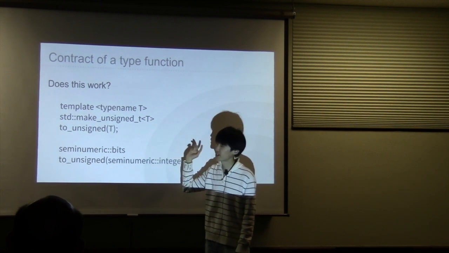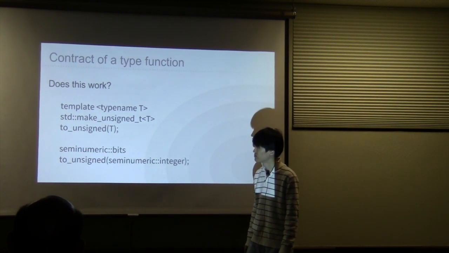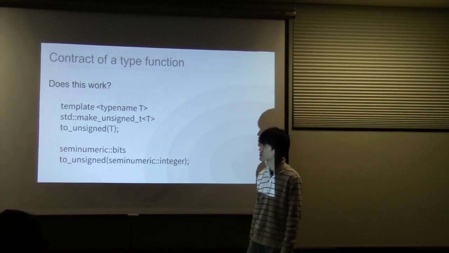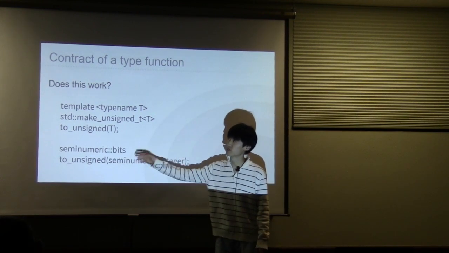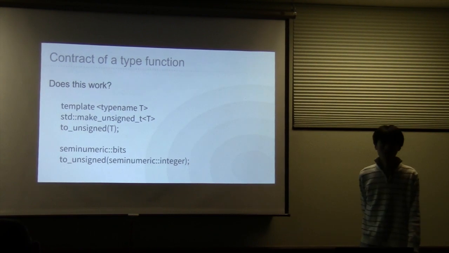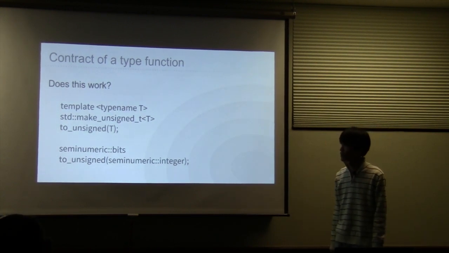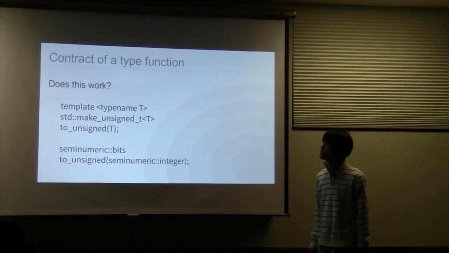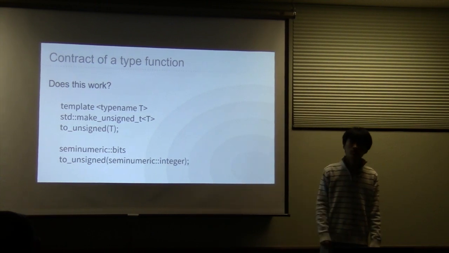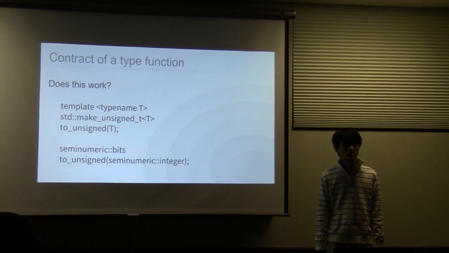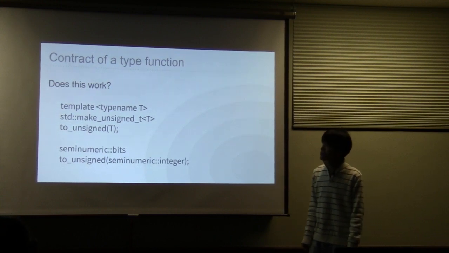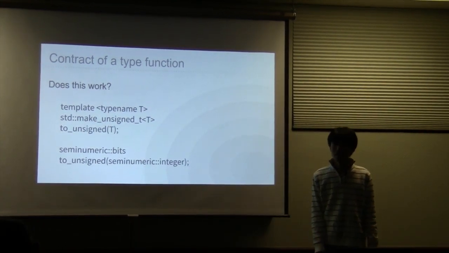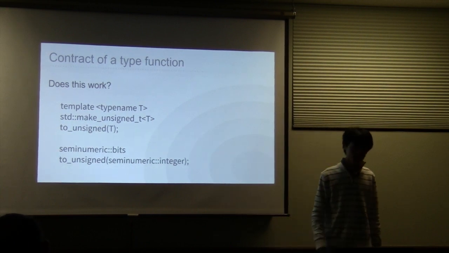We take any type and make an unsigned type of it. And we have our own big integer types. We want to convert it to unsigned, but it's not an unsigned big integer, we call it bits. So we customize this specific case. What's wrong with it? If you compile this code under libc++ and probably GCC, it actually works fine. But if you replace make_unsigned with boost make_unsigned, it gives you an error. Why?